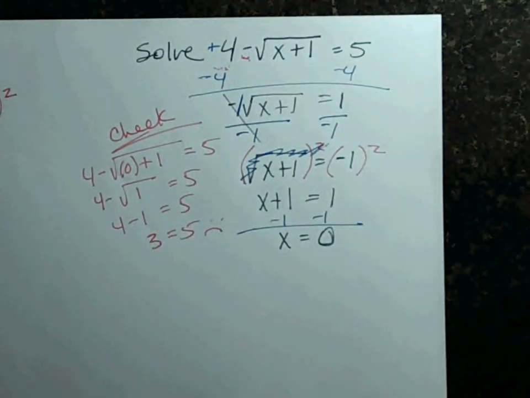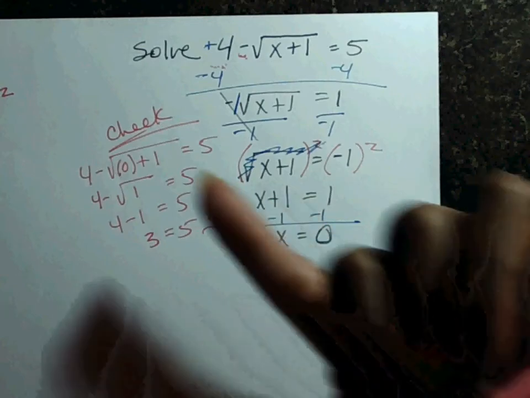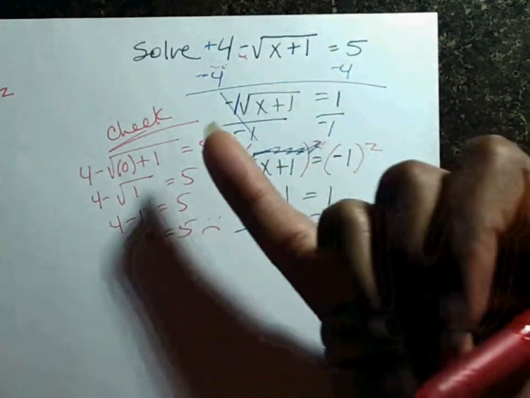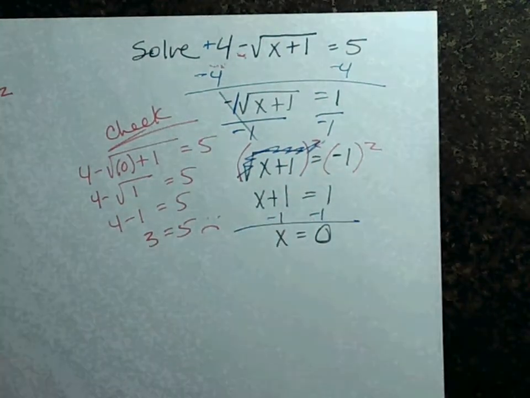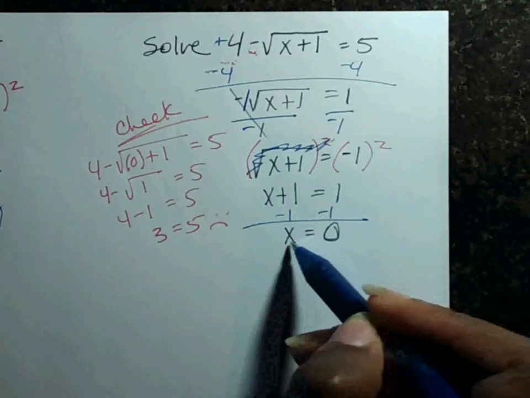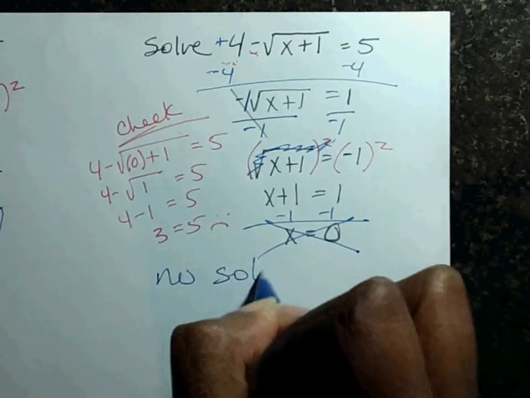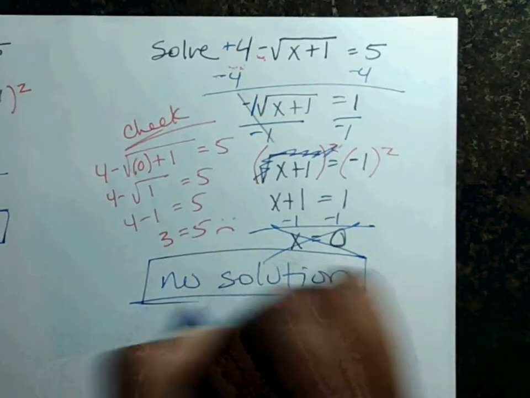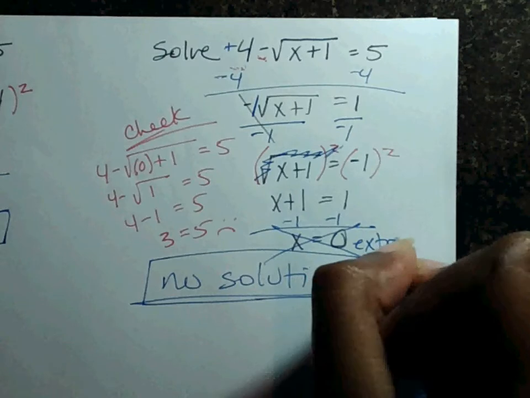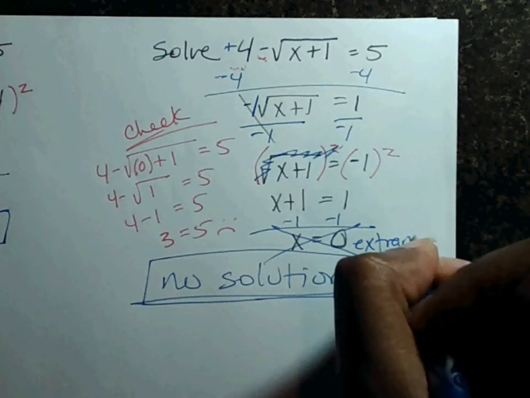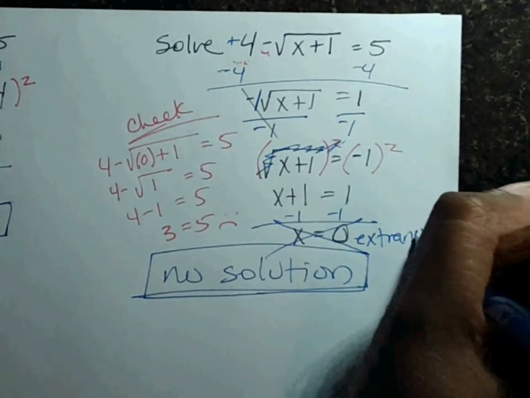I am sad because I did all of this work, got an answer, and I know I did my math right. But when I substituted it into my original problem to check myself, what? I got this nonsense. This is not an answer, because it doesn't work when you check yourself. Bam. No solution. There is no answer because x equals 0 is extraneous, or extraneous.